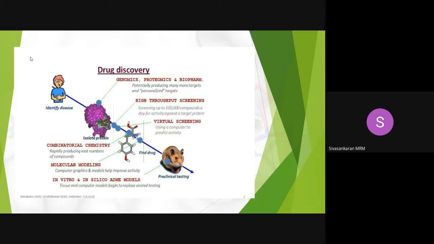For that, we need information about the protein pathways or signaling pathways, which involve a lot of proteins causing the disease, or it might be a mutation causing the disease. In that case, we need to search the genomics, proteomics, and other omics databases to find out whether the structure of a particular protein is available in the databases. For that, we need to go for high throughput screening.